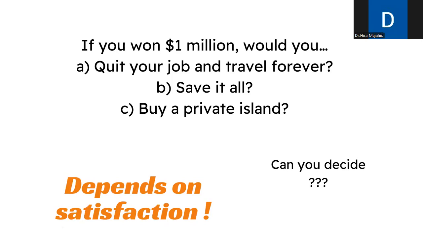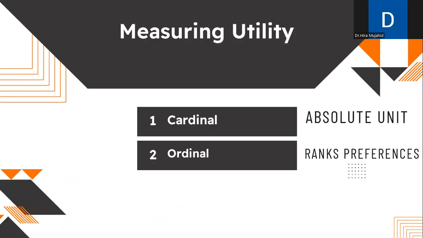There are many students listening to this lesson, and they have different choices. So it depends on satisfaction. Someone has better satisfaction to quit the job and travel forever. Someone says that I will be satisfied if I save all of the amount, and some say that a private island is a better option. So this is all about satisfaction, right? This approach is related to satisfaction.